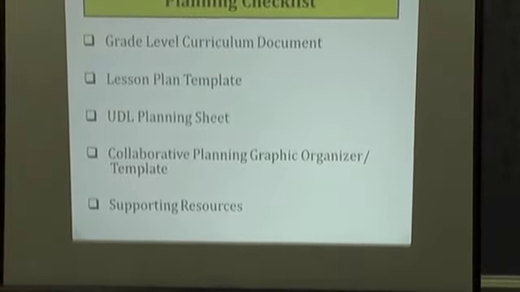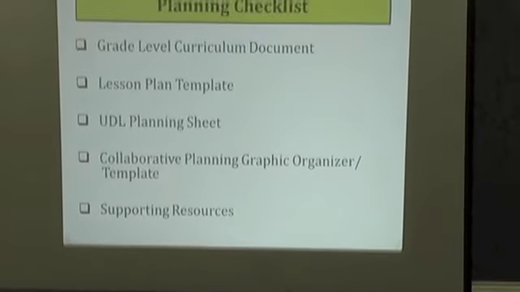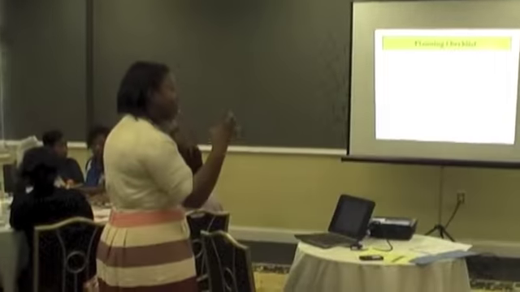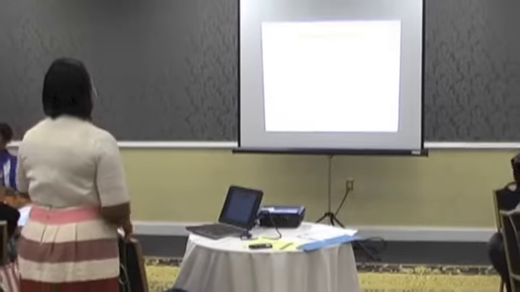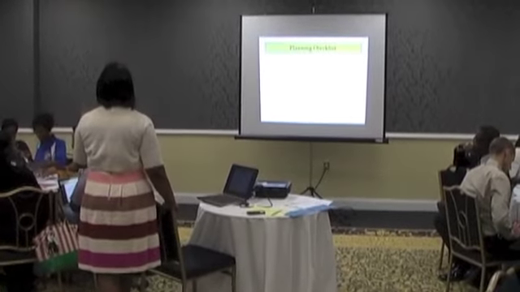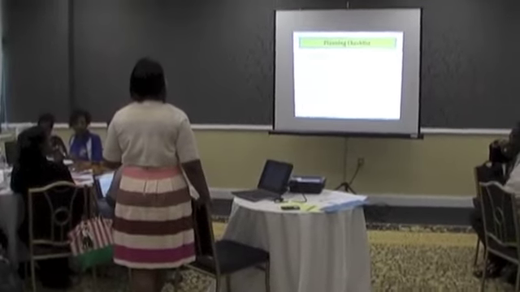The grade level documents, the lesson plan template, the UDL planning sheet. Remember, it's a more detailed UDL planning sheet on the Google site that provides some explanation. Those explanations are in red. It'll give you some samples of what you could do in that particular area. And then your collaborative planning organizers. You have two organizers: the map and the collaborative planning template. Those are the organizers we're speaking of.